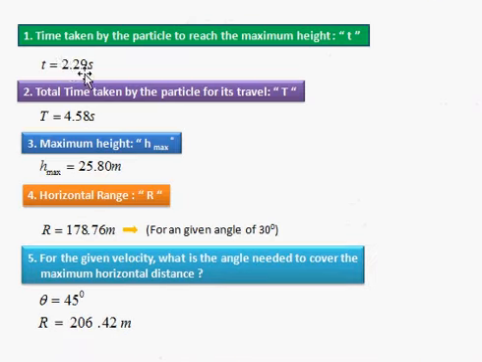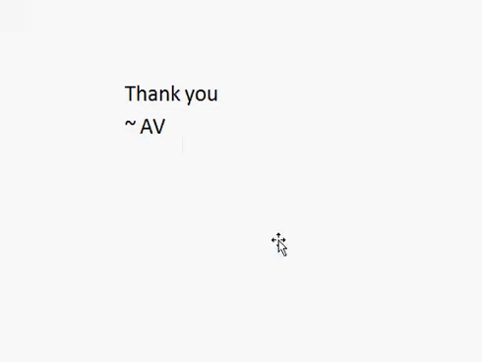And finally, the answers are like this. Let us compare the fourth one and fifth one. When the angle is 30 degrees, the horizontal range is 178.76 meters. Whereas when we change the angle in order to cover the maximum distance, we have found theta equal to 45 degrees for maximum horizontal distance, and we get the value 206 meters, which is higher than the distance given by the angle 30 degrees. Okay, with this we end this video.